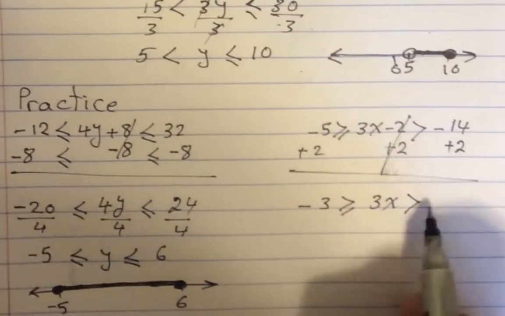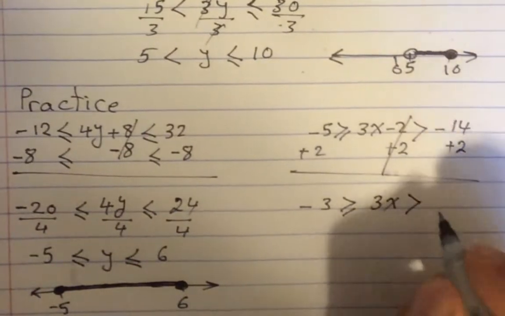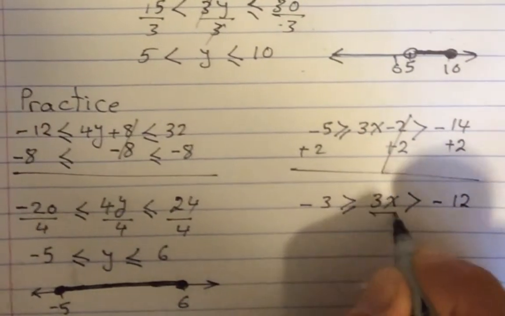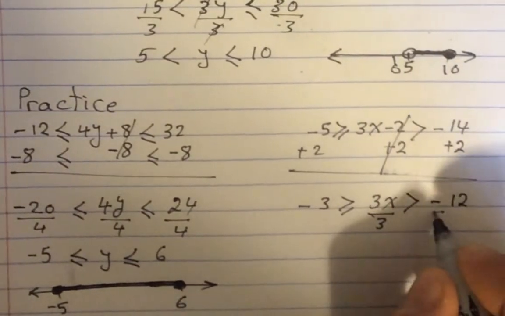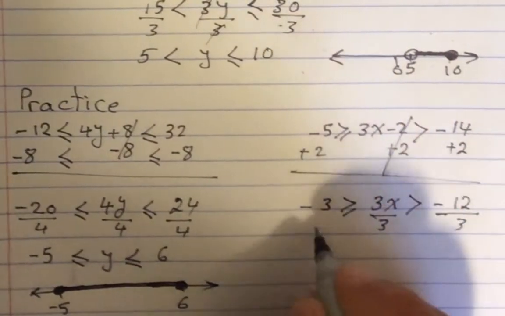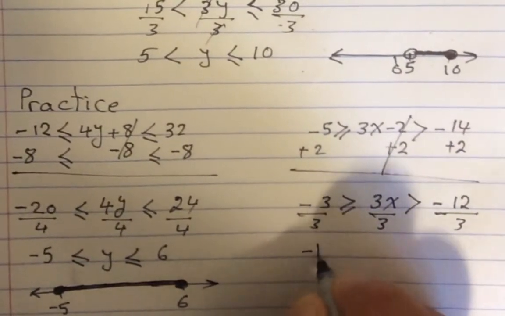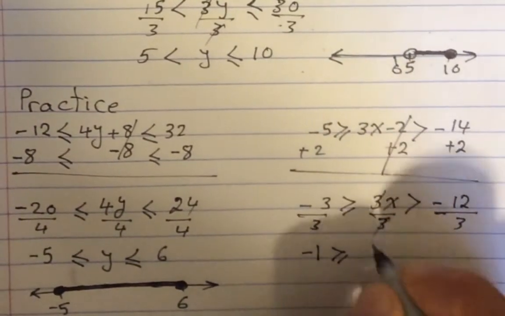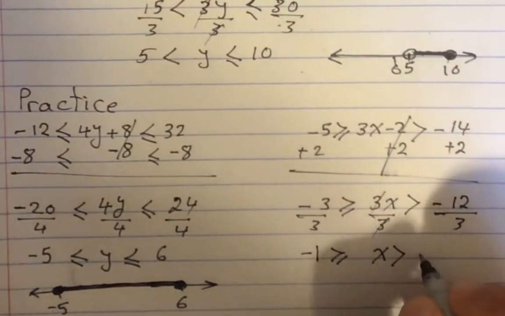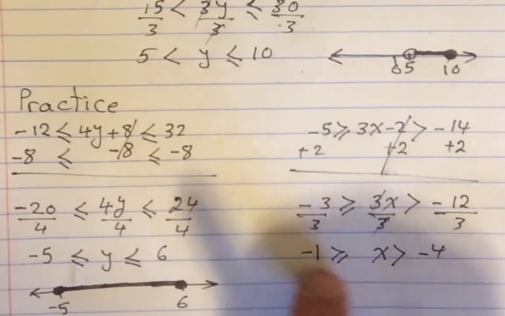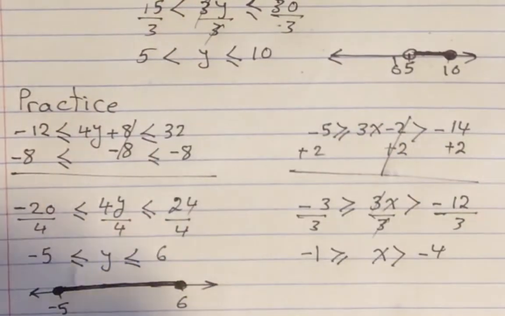Over here greater, there is no equal. Negative 14 plus 2, that's going to be negative 12. Now 3 times x, so now we do the division. Since I'm dividing by a positive number, we don't change these. Negative 3 divided by 3 is negative 1, greater or equal. x greater than negative 4. So now x is less than or equal to negative 1 and greater than negative 4.